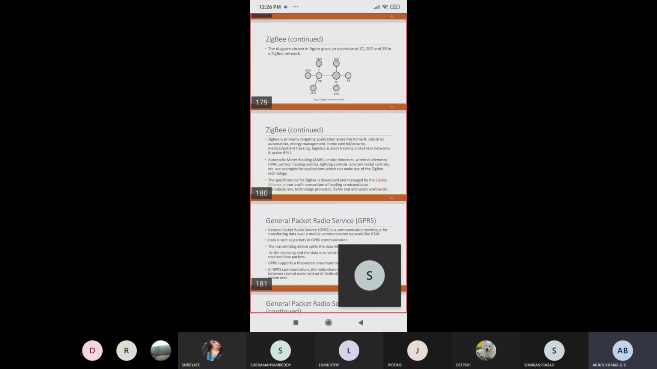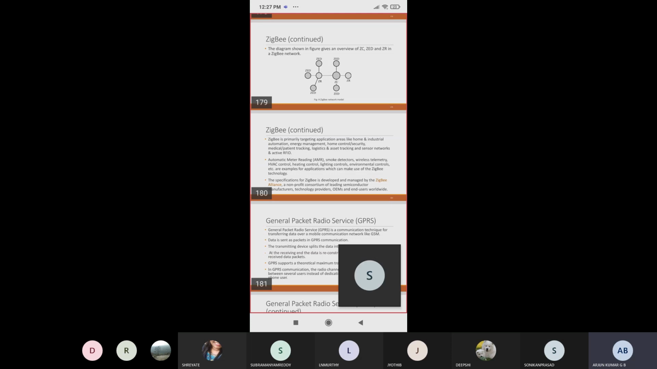And Zigbee is primarily targeting application areas like home and industrial automation, energy management, home control, security, medical, patient tracking, logistics and asset tracking, sensor networks, and active RFID. Okay, these are the applications. Primarily they are focusing on these areas. Like home security. See, in home security, what are the things that will be there? Security of your home, a door lock system, a fire alarm. Okay, these are the things. Now how do they communicate from the fire sensor to your master? Through Zigbee only.